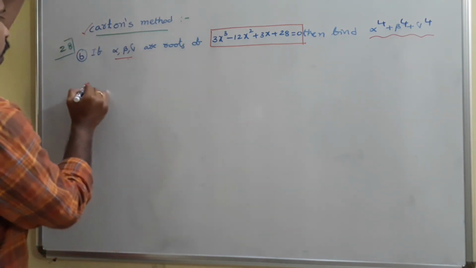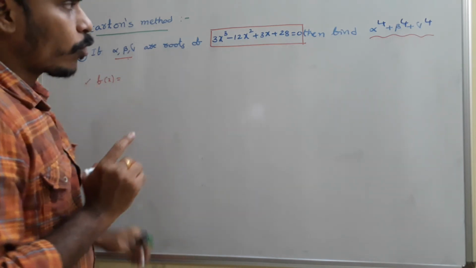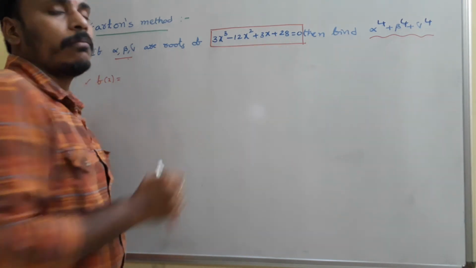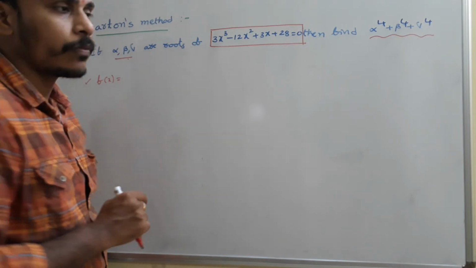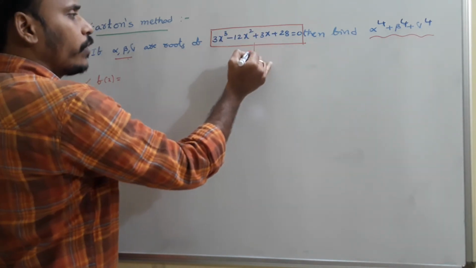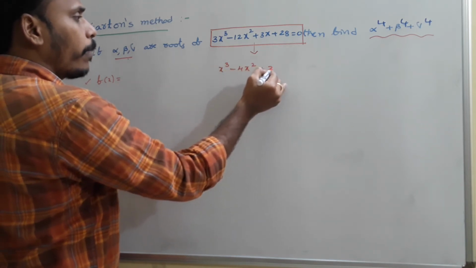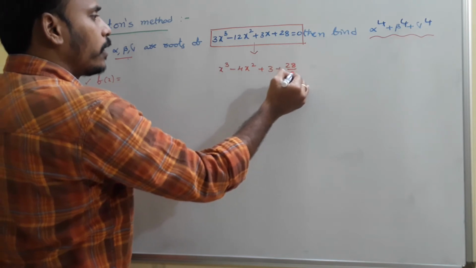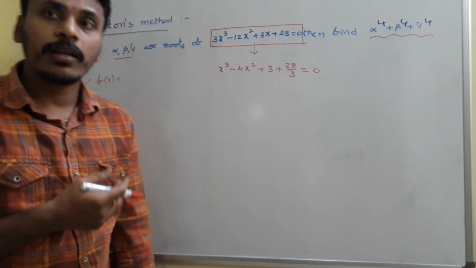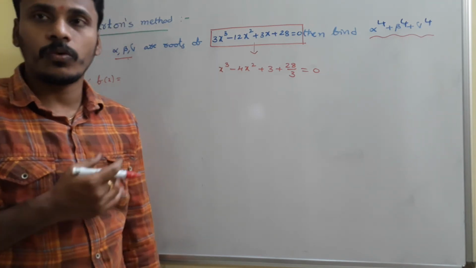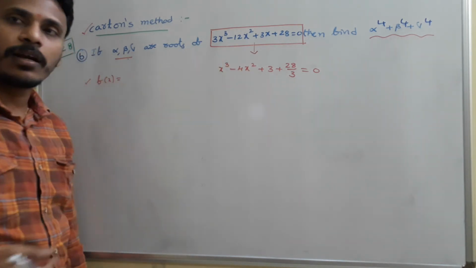Initially we need to identify f of x. To identify f of x, what do we need to do? f of x is this polynomial, but actually only if the leading coefficient is 1 is our Cartan's method comfortable. So you just divide the total equation by 3, then it becomes x cube minus 4x square plus 3x plus 28 by 3 is equal to 0. Now this particular equation also has the same roots alpha, beta, gamma.